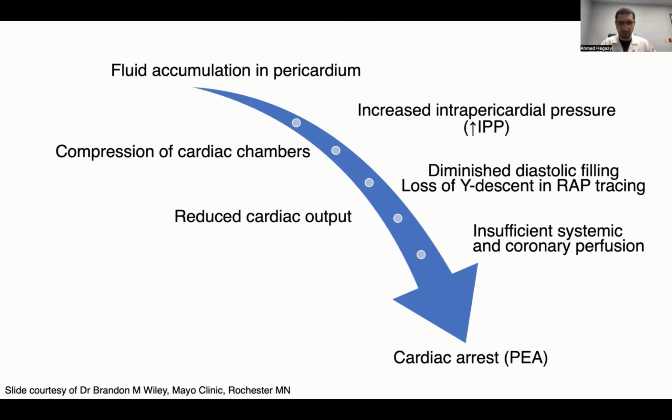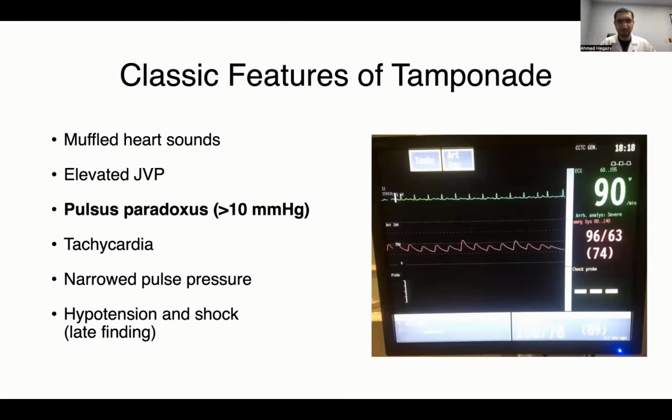The classic features of tamponade we've all heard of: the muffled heart sounds, the elevated JVP, the hypotension and the shock, the tachycardia, the narrowed pulse pressure. But I want to focus on pulsus paradoxus, because pulsus paradoxus is a very important feature of tamponade.